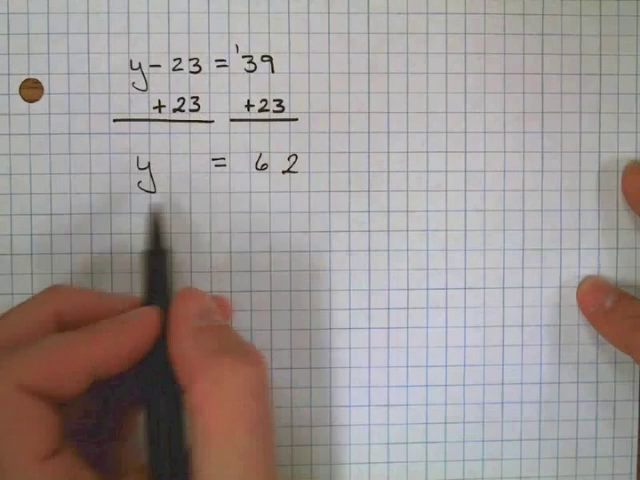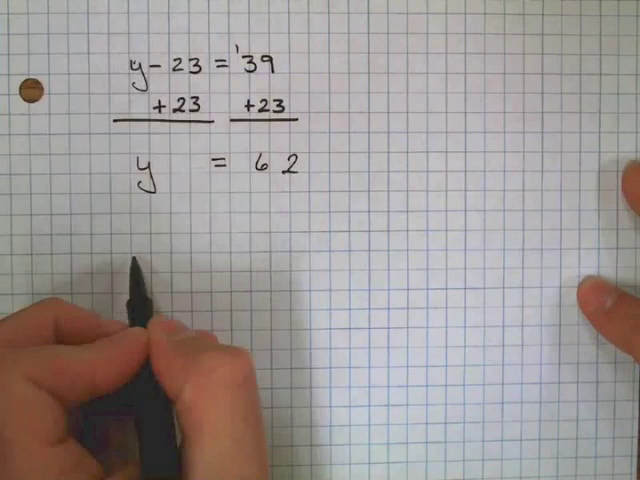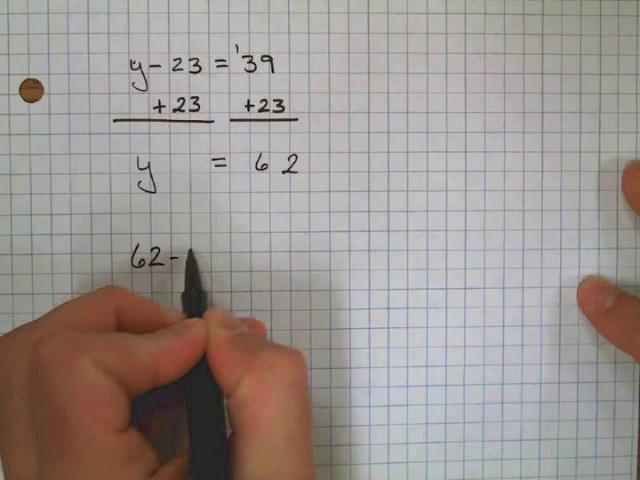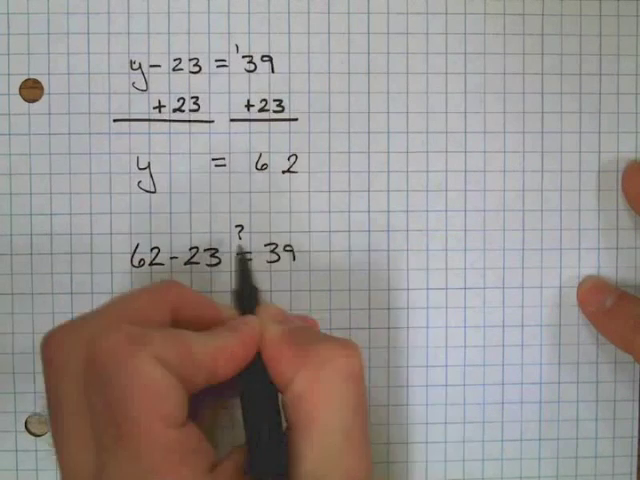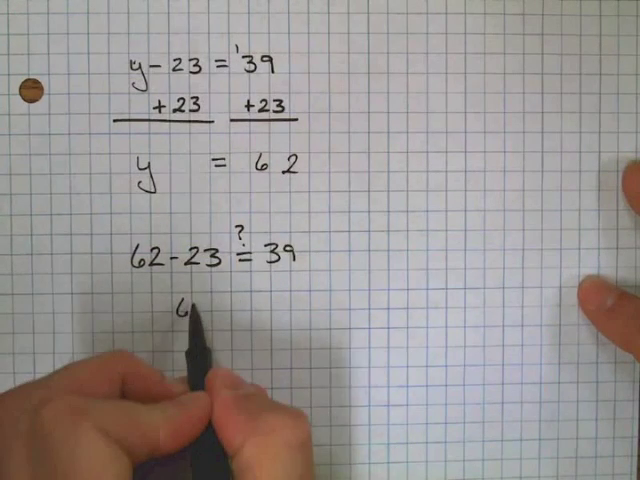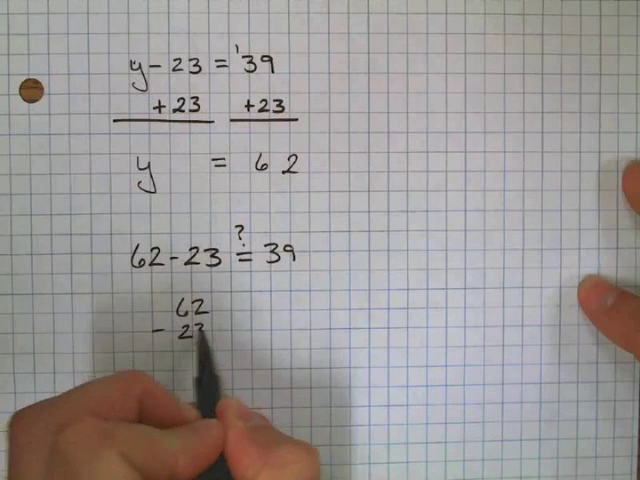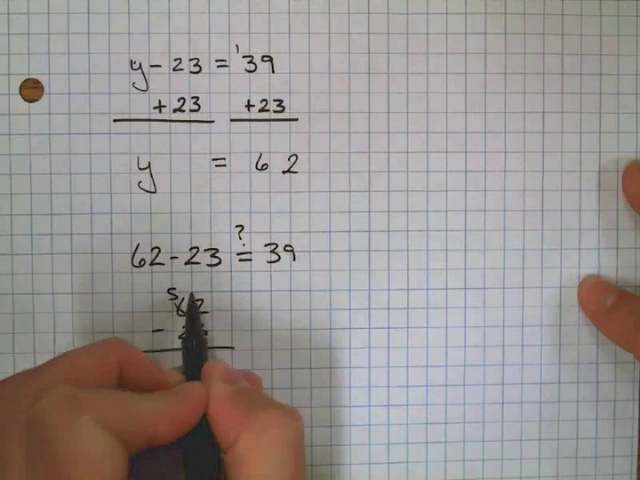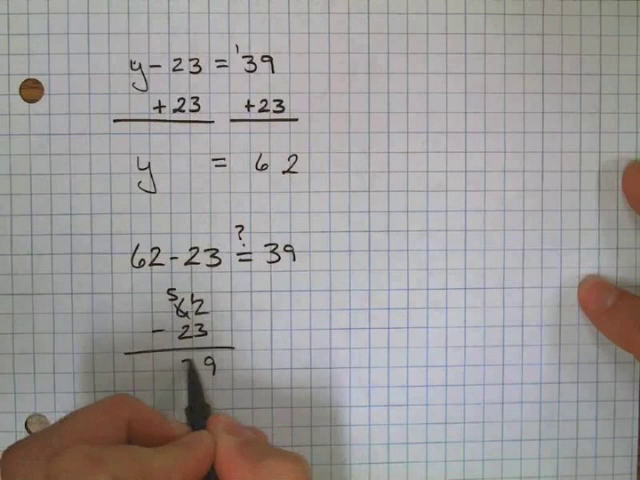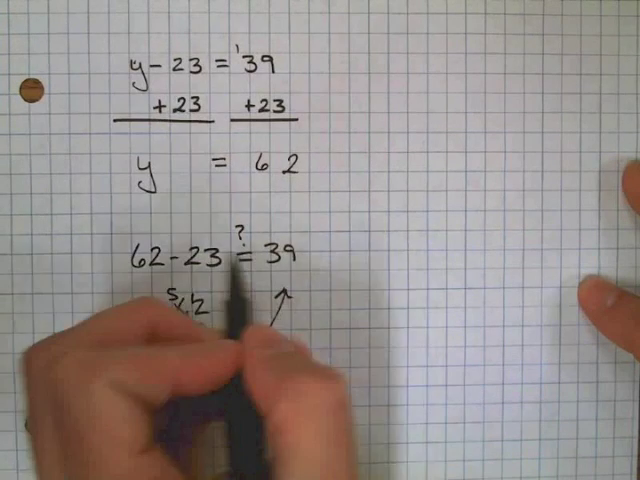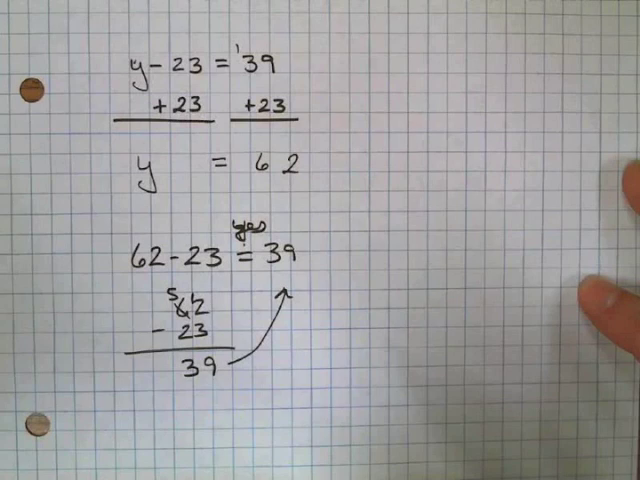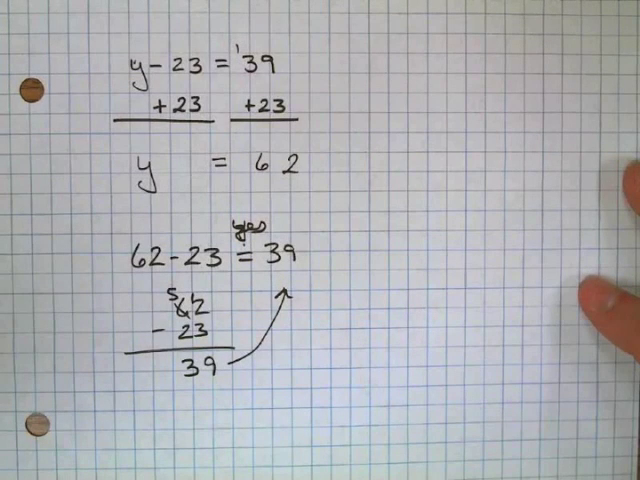I'll do my double check here. If y equals 62, I'm going to put it back in for y. So 62 minus 23, does that equal 39? So 62 minus 23. And it does equal 39. So yes, that is a solution for that particular problem.